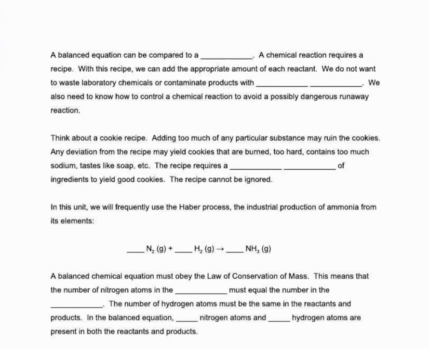I compare a balanced chemical equation to a recipe. A chemical equation requires a recipe. With the recipe, we can add the appropriate amount of each reactant. A lot of times, we have to follow it for a reason. We don't want to waste laboratory chemicals, so that's one thing. Or even worse, we don't want to contaminate products with excess reactant.